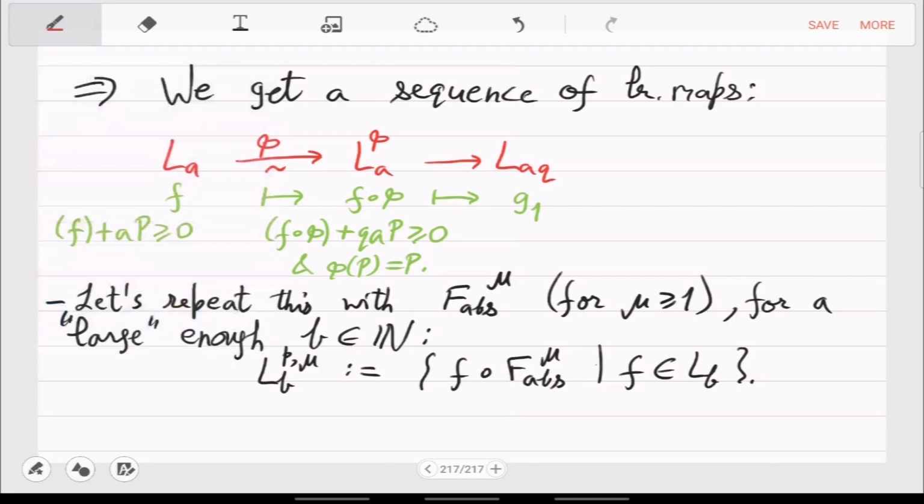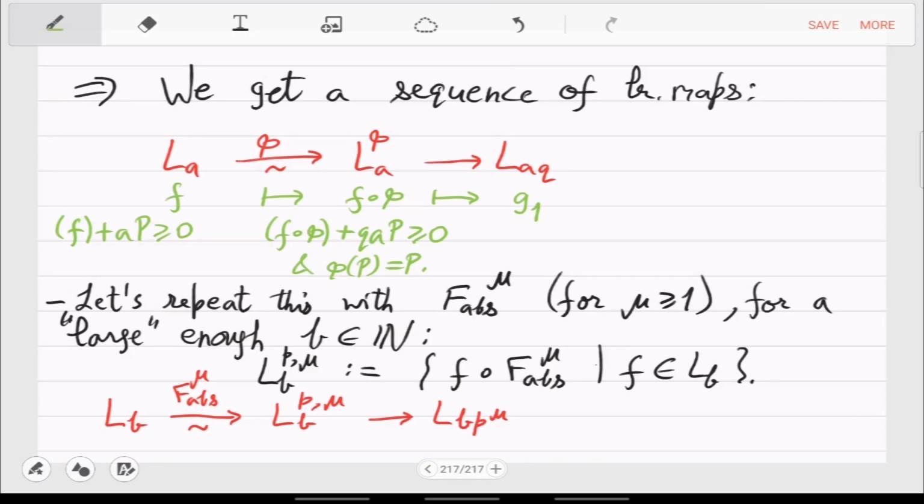So the sequence we get here is LB is isomorphic to LB P mu. So instead of phi, the map now is P raised to mu Frobenius. And this should go where? From the previous experience, this will go to B P mu. Right? Instead of AQ, now you have P times the new Frobenius, which is P raised to mu.